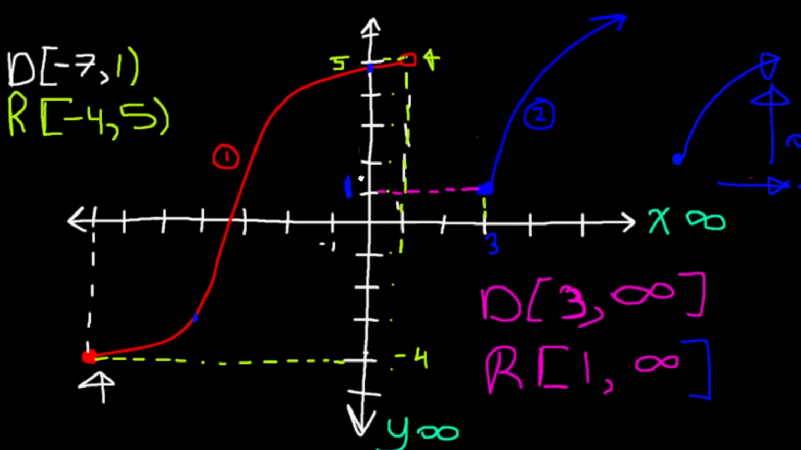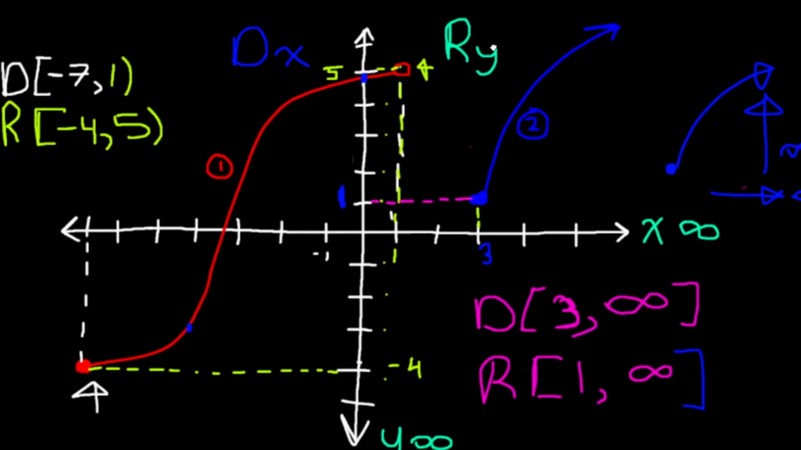Alright, that's some basic information about domain and range. What we went through in this video is that the domain is all the possible sets of x values. As you can see, we use the domain with the subscript of x, and the range is all the possible sets of y values. So you could put a subscript of y.